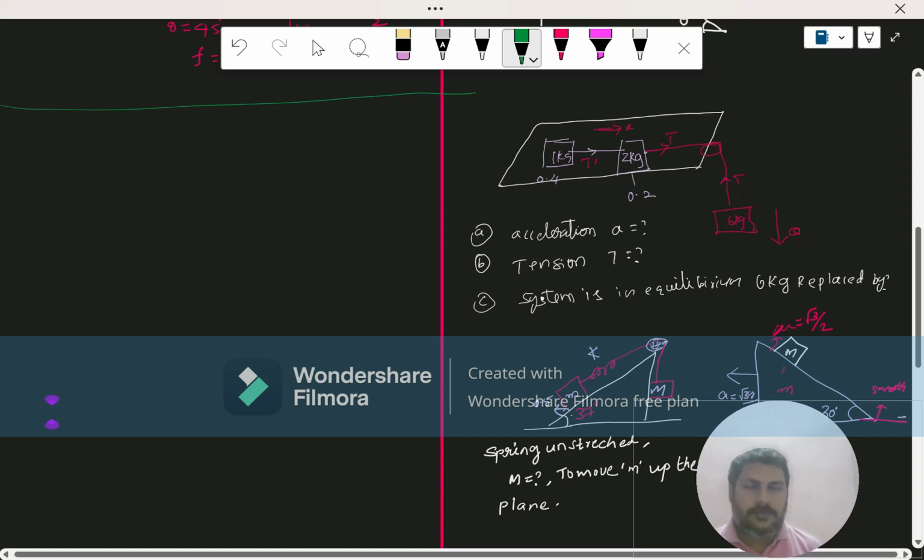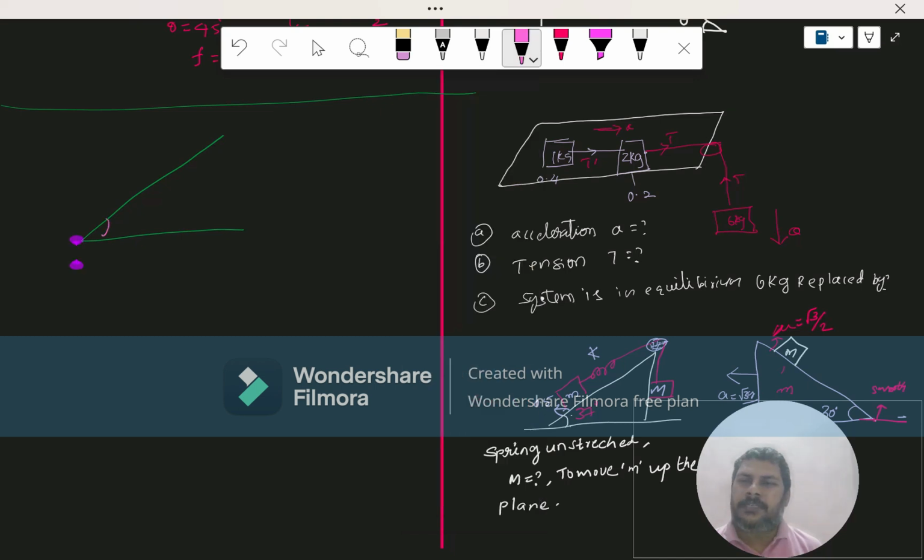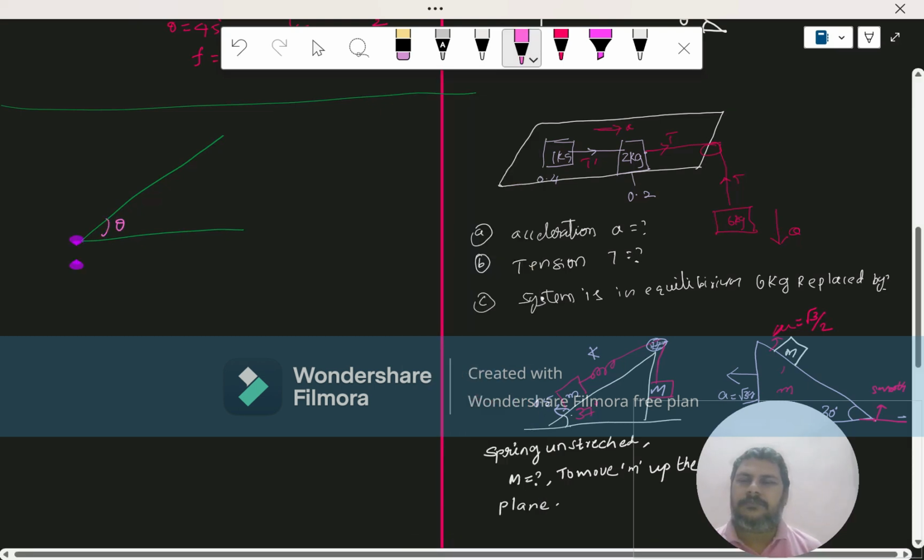So now consider an inclined plane, that means a wedge with some angle theta. Here theta is the angle of inclination. Here a block of mass m is placed. It is well known that g always acts downwards, so it has two components: one is the perpendicular component, another is the component along the incline. The perpendicular component is mg cos theta, and the component along the incline is mg sin theta.